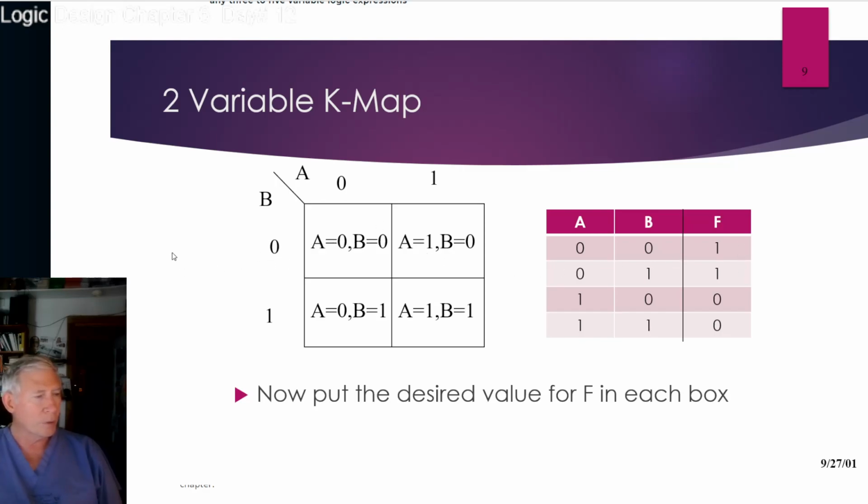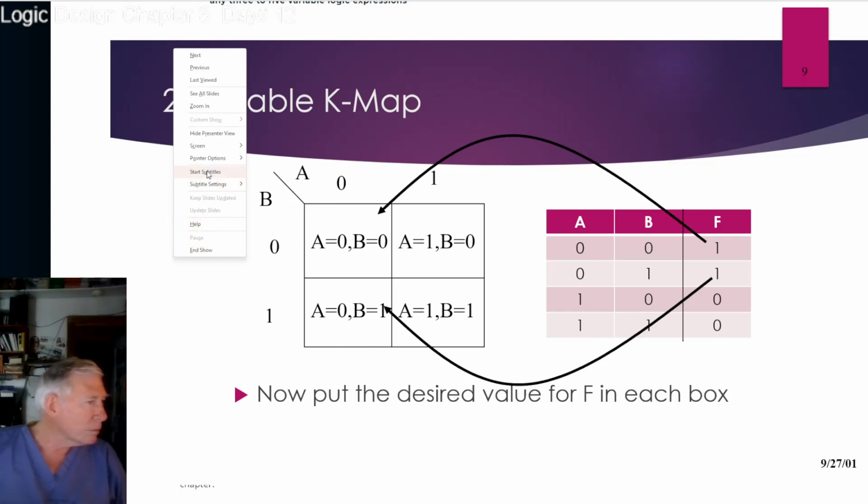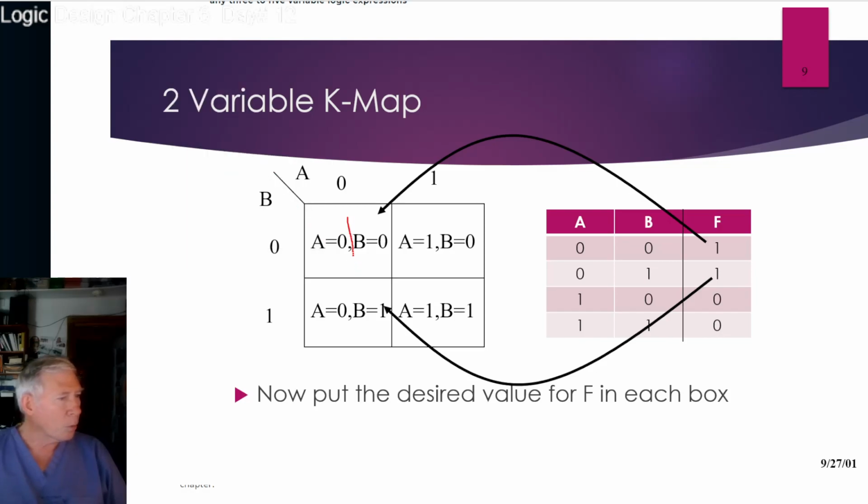over here. So I'll do that. We put those in right there. So we could put a 1 here and a 1 here, and we're going to put a 0 here and a 0 here.